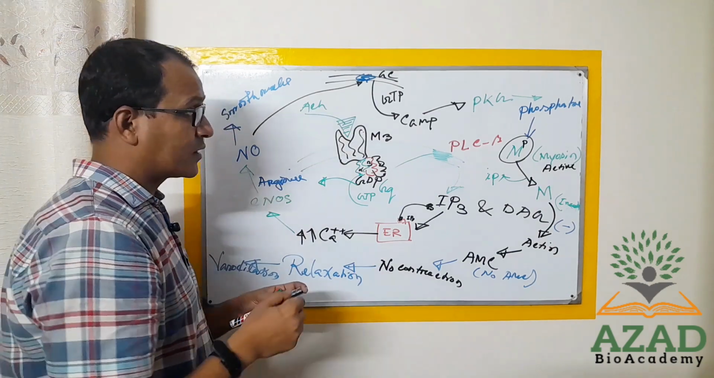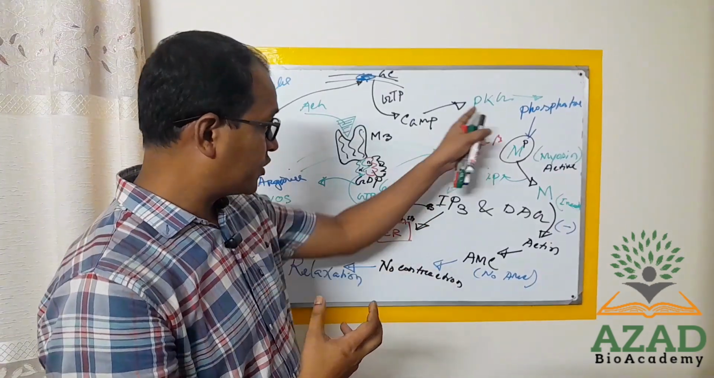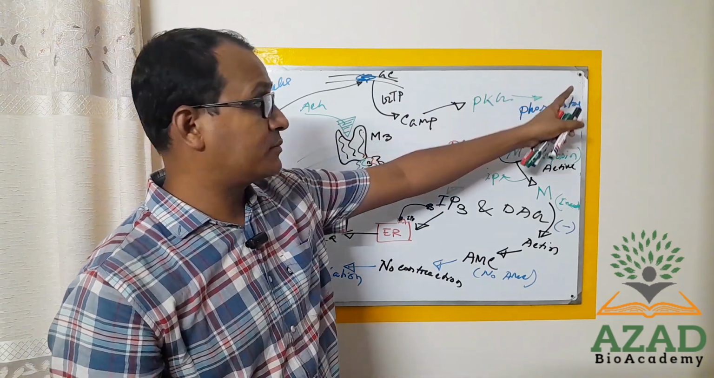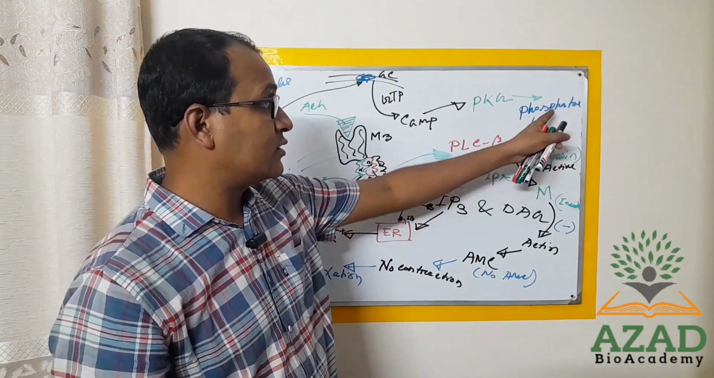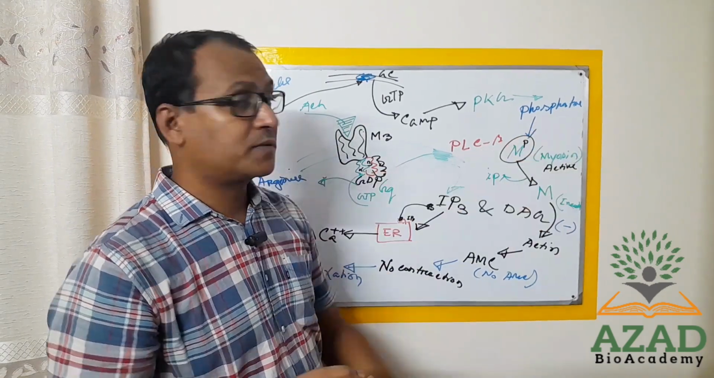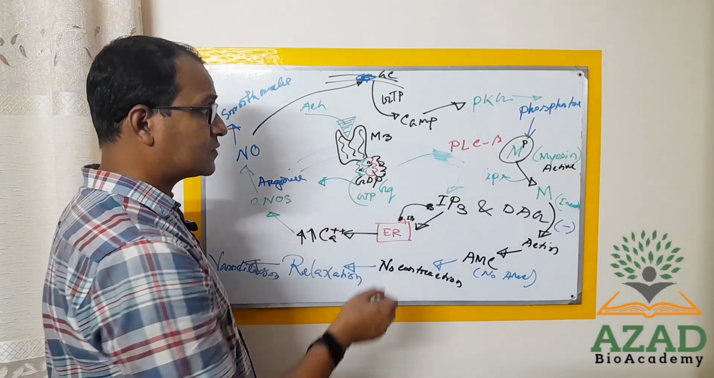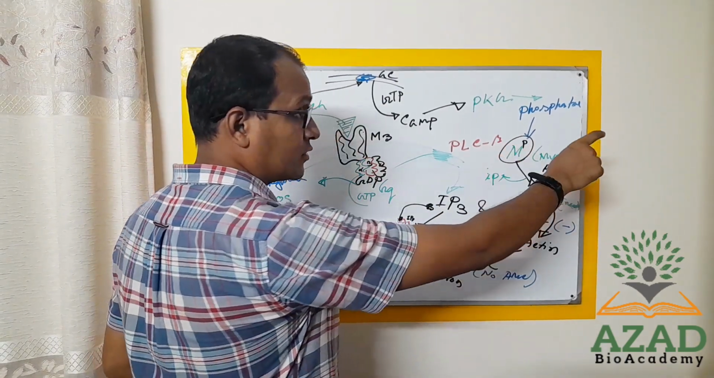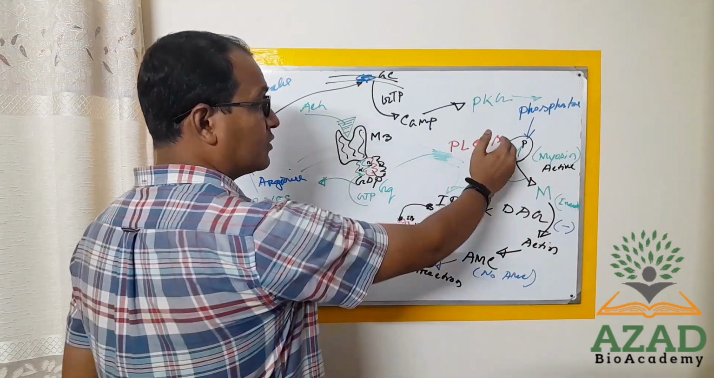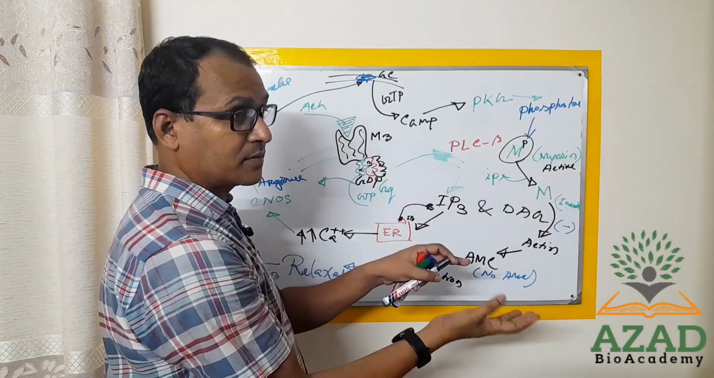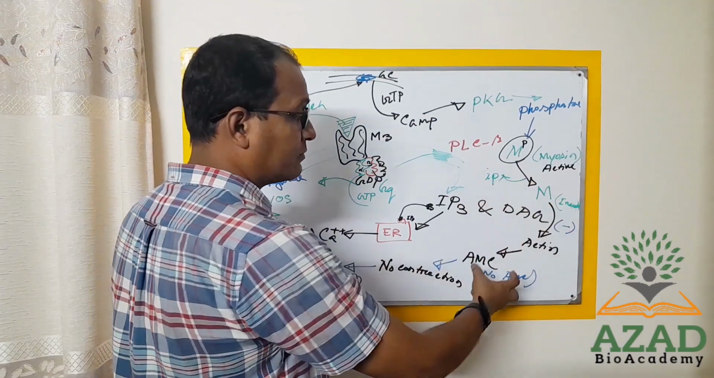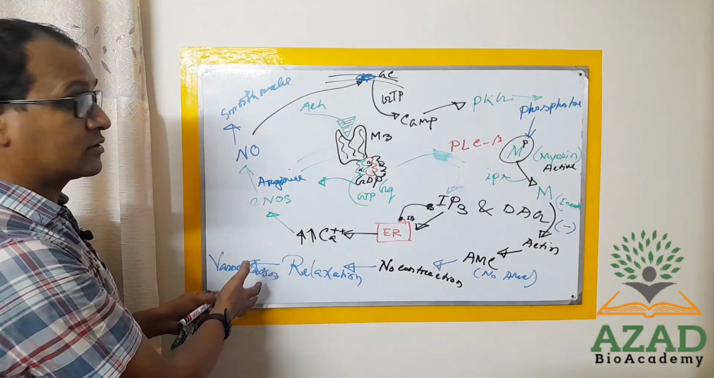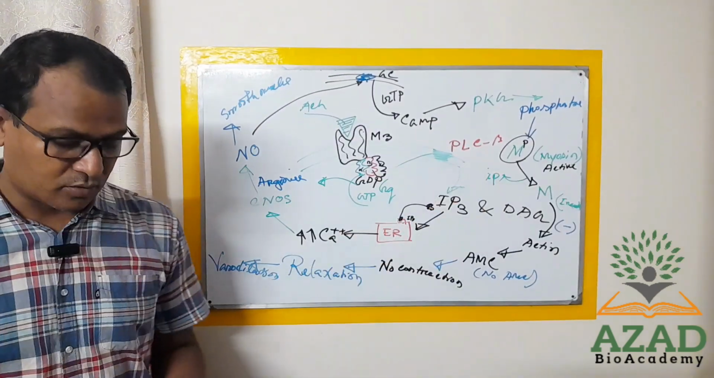PKG, protein kinase G, will phosphorylate the inhibitory protein of the phosphatase. That means indirectly it will activate the phosphatase, and the function of the phosphatase enzyme is dephosphorylation. It will dephosphorylate the myosin, and when myosin is dephosphorylated, it will be inactive and free, and it will not be able to bind with the actin. No actin-myosin complex, no contraction, that means relaxation, that means vasodilation. Okay, this is the common pathway.